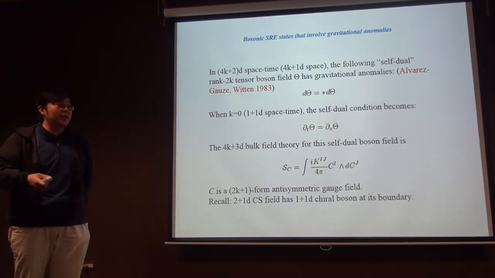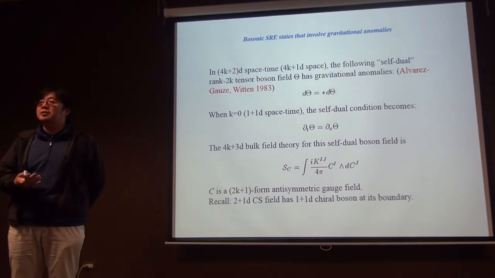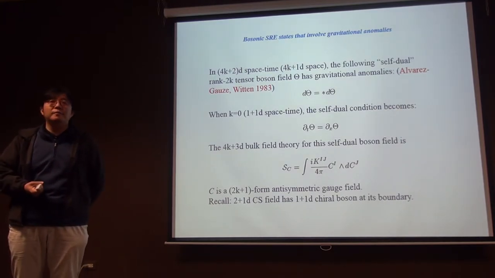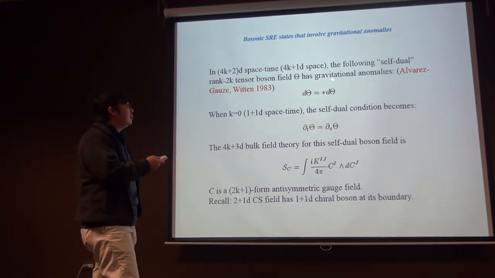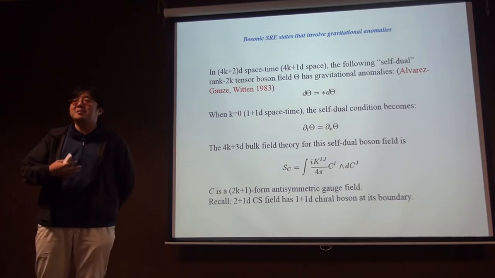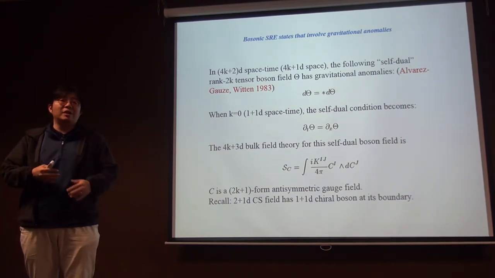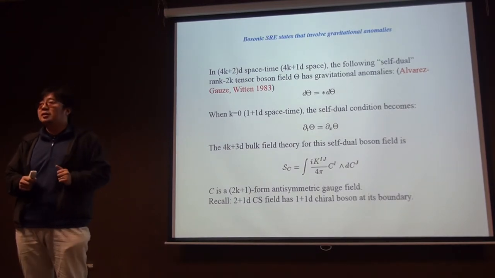And at the boundary, C equals d theta. That's the relation. Which means that we have a candidate bulk theory, which gives me the boundary boson theory, which must have gravitational anomaly, which means that it must be gapless. And I so far haven't assumed any symmetry yet. I didn't assume any symmetry.